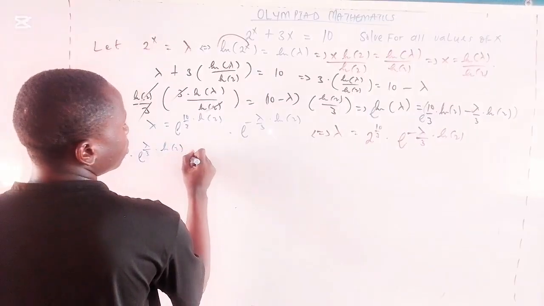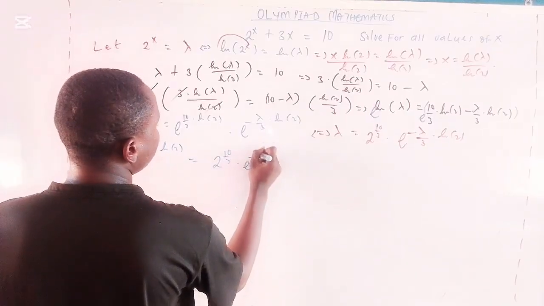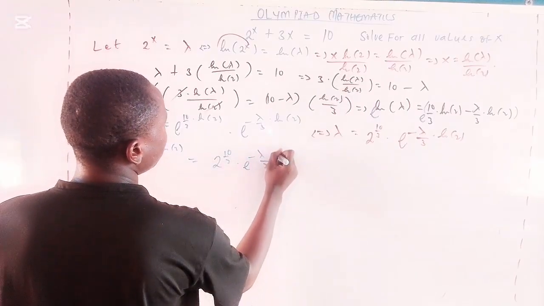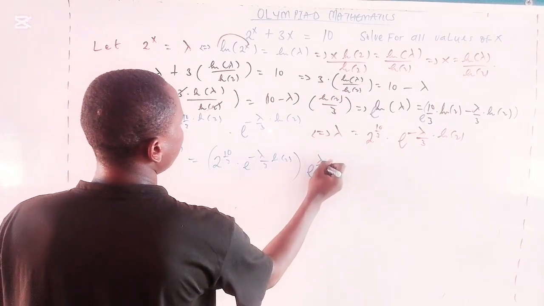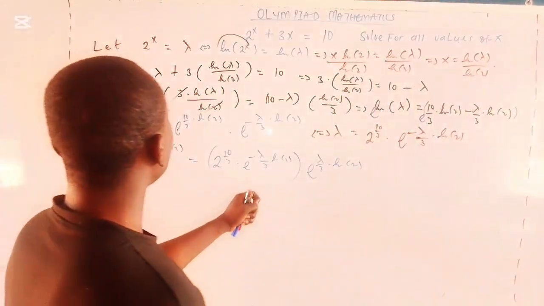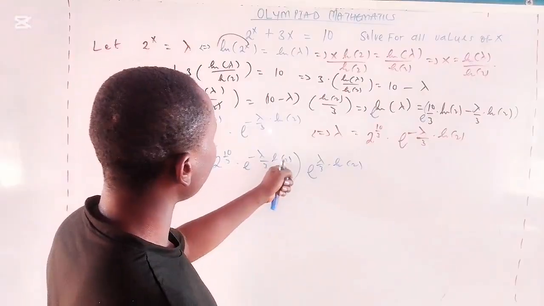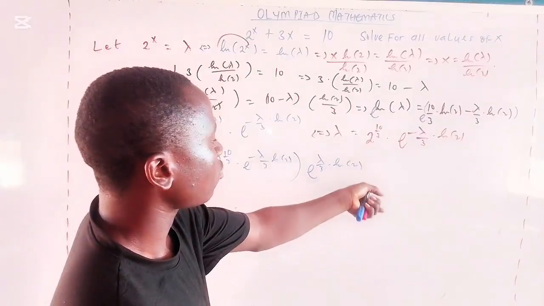which is now equal to 2 raised to the power of 10 over 3 multiplied by exponential negative lambda over 3 multiplied by natural log of 2, then multiplied by exponential lambda over 3 multiplied by natural log of 2. Alright, so exponential negative lambda over 3 multiplied by natural log of 2 multiplied by exponential lambda over 3 multiplied by natural log of 2.